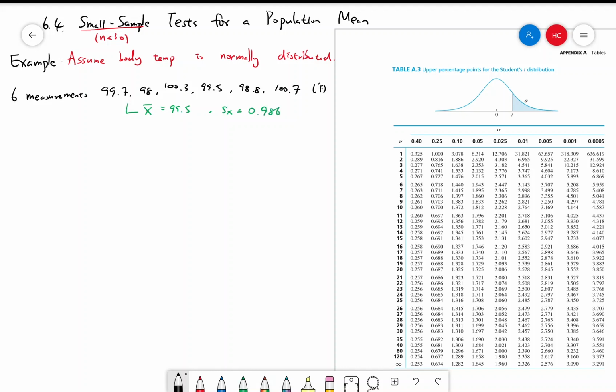So because the sample mean is 99.5, we can form a hypothesis test. We can assume we want to prove this person actually has a fever, which means the population mean is greater than 98.6 degrees. So this means fever. So that's what we want to prove, so that's our alternate hypothesis. And the null hypothesis is the opposite, so mu is less than or equal to 98.6, which means no fever.